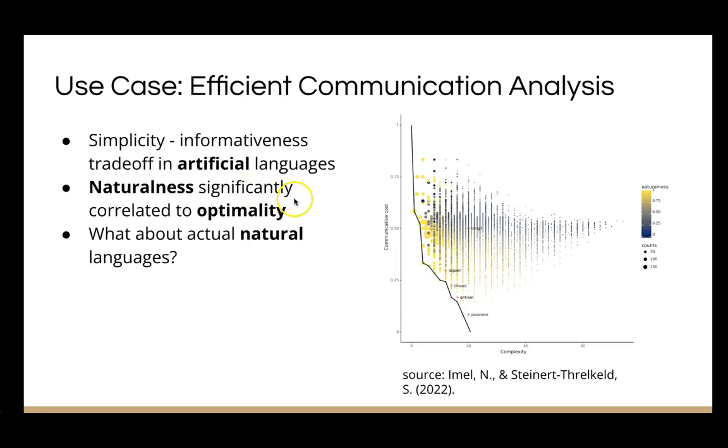And they reproduced a similar analysis on 5 of the natural languages, and here are the results in the red cross here. And we can see 4 out of 5 natural languages are very close to the optimality frontier here.